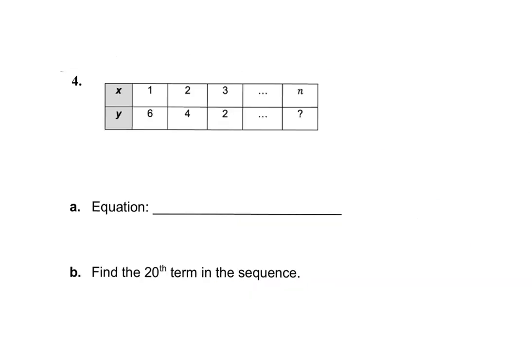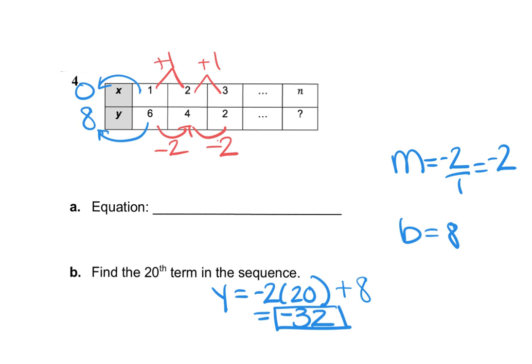All right, so I'd like for you to pause the video, and I'd like for you to then identify the slope and the y-intercept, and then find the 20th term, and then we'll come back and check to see if our answer is correct. All right, so let's check our work.